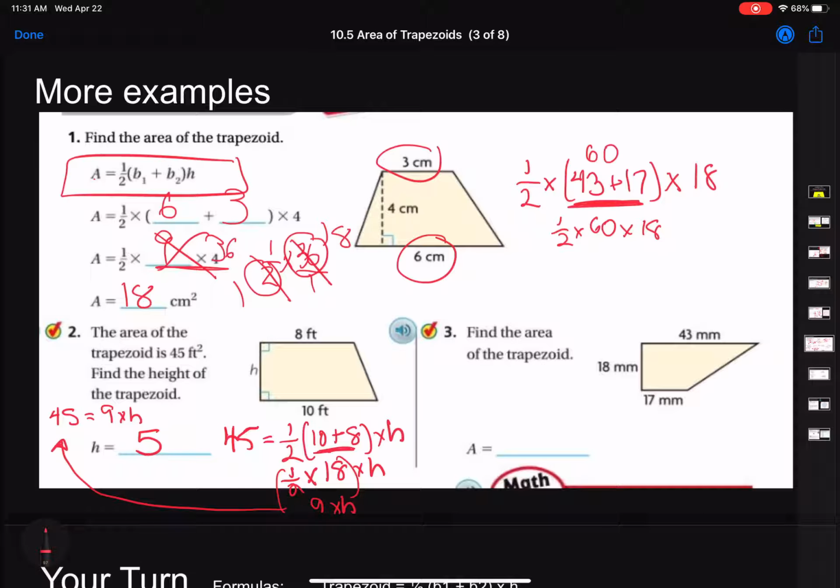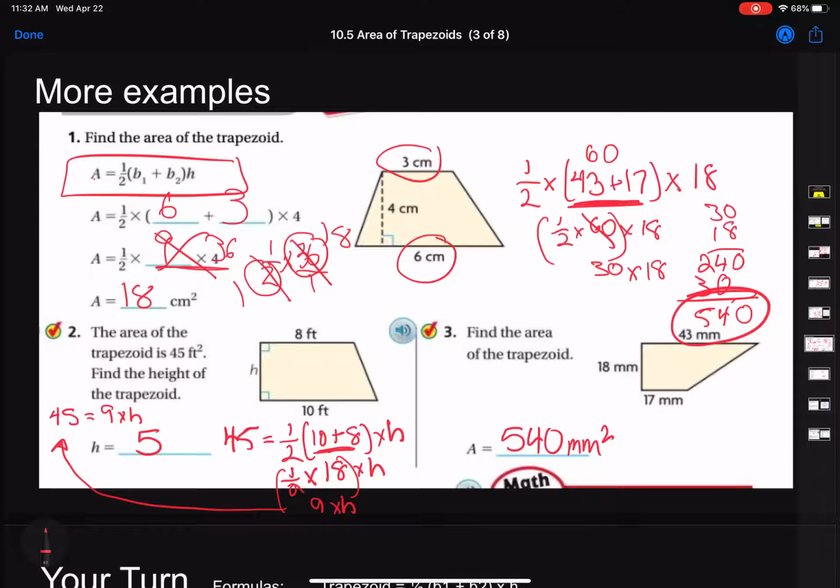Instead of doing 60 times 18, I would simplify the 1/2 times 60. So the 1/2 times 60 means divide 60 in half. What's half of 60? 30. So now all I need you to figure out is 30 times 18. So 8 times 0, 0, 8 times 3, 24, 1 times 0, 0, 1 times 3, 3. And that's your answer, 540. So your area is 540 millimeters squared.